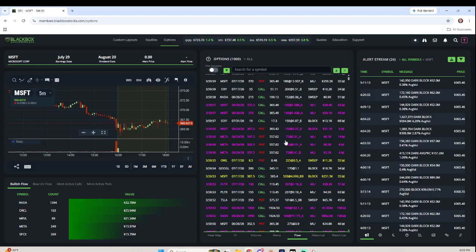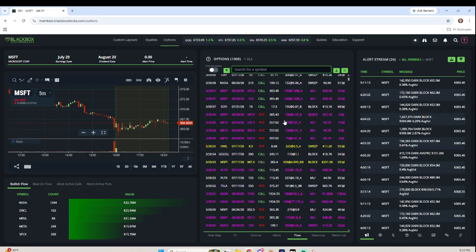So you want to see sweeps. Blocks show a bit less urgency, sometimes can be hedging and less clean orders. We don't know the exact intent on them because they aren't as purely directional, right? They can be attached to shares or something else entirely. We'll sometimes see block orders come through with dark pool prints at the same time. So sweep is what you want to see.